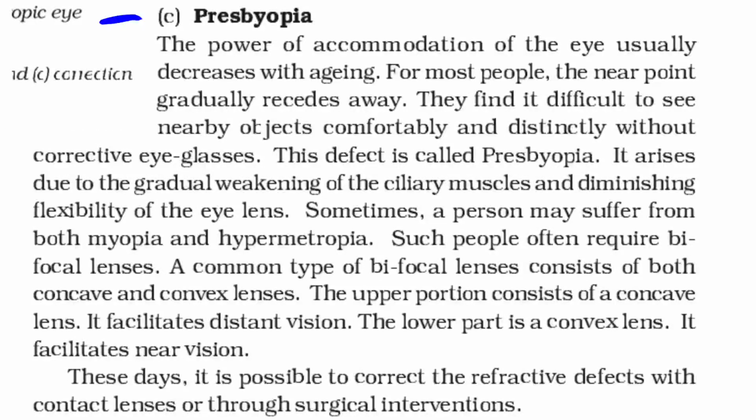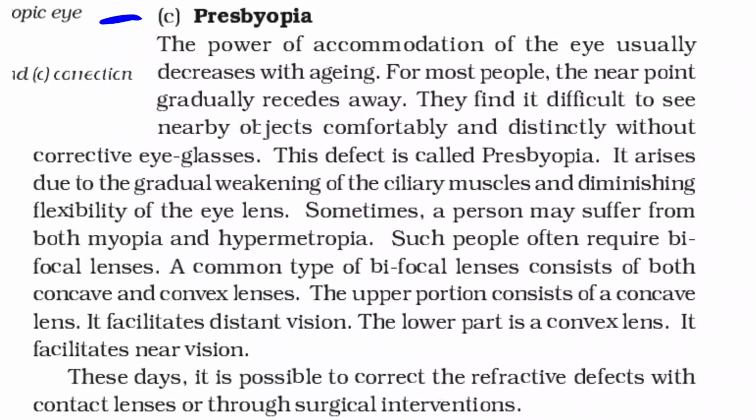Now the third defect is presbyopia. The power of accommodation of the eye usually decreases with aging. For most people, the near point gradually recedes away. They find it difficult to see nearby objects comfortably and distinctly without corrective eyeglasses. This defect is called presbyopia. It arises due to the gradual weakening of the ciliary muscles and diminishing flexibility of the eye lens.